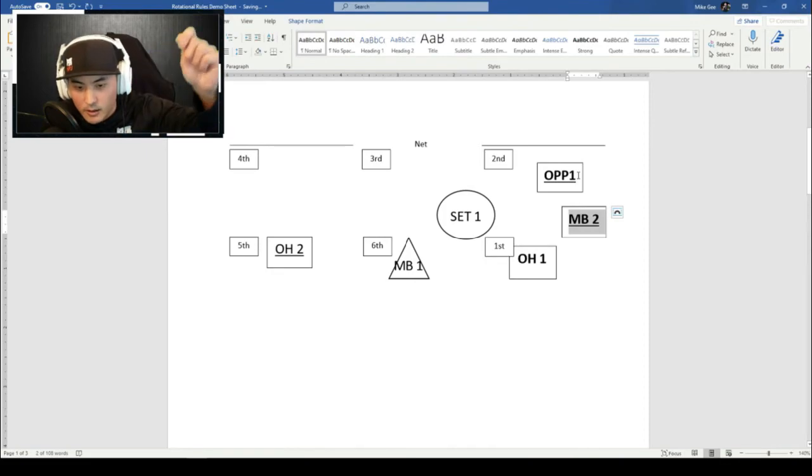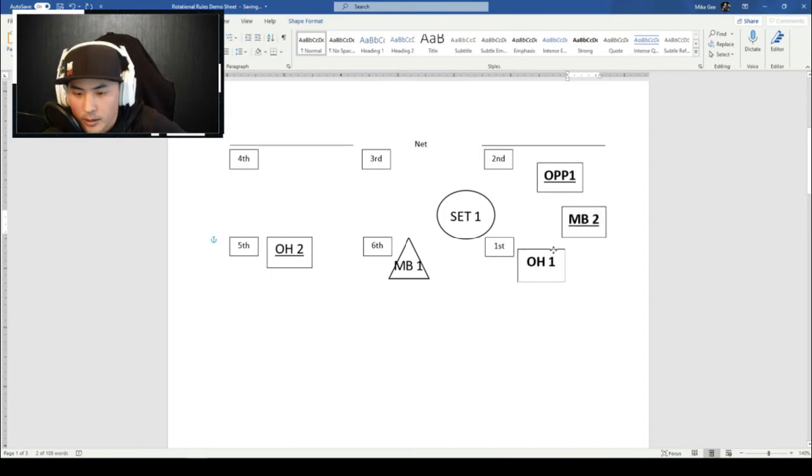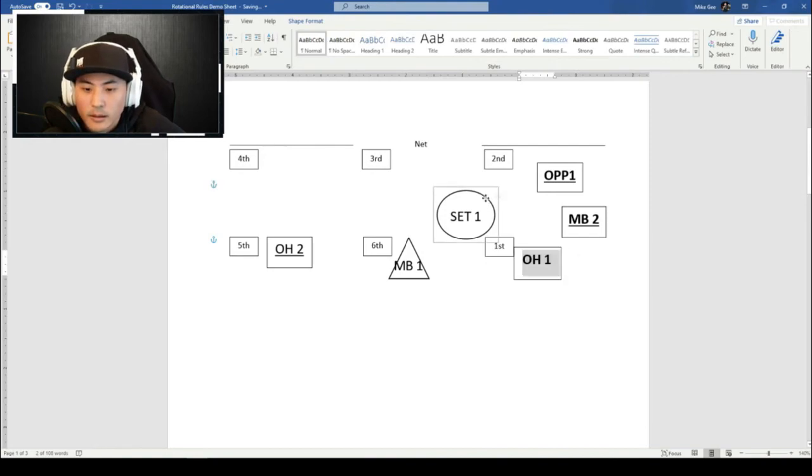So right up next, this player here is closer to the right sideline than any other front row player. Good, check that off. She needs to be, because she's zone 2, she needs to be closer to the net physically than the player in zone 1. So that's another check.